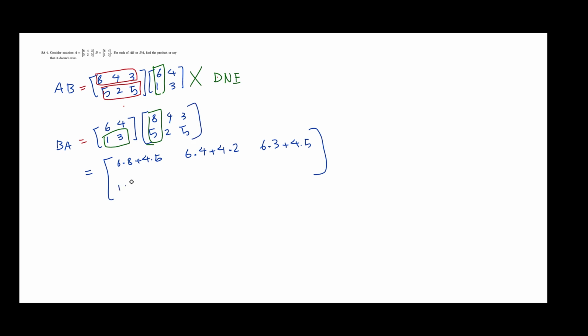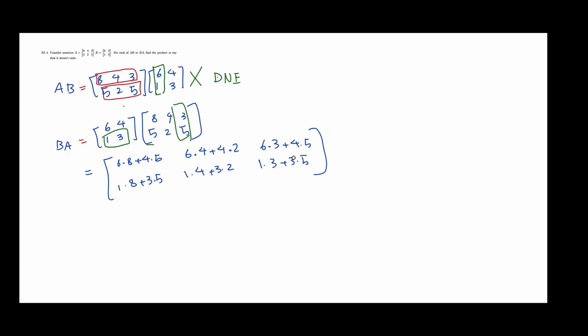So 1 times 8 plus 3 times 5. The next component, or entry in this case, is going to be 1 times 4 plus 3 times 2. And then the last entry is going to be 1 times 3 plus 3 times 5. Now we can clean it up.